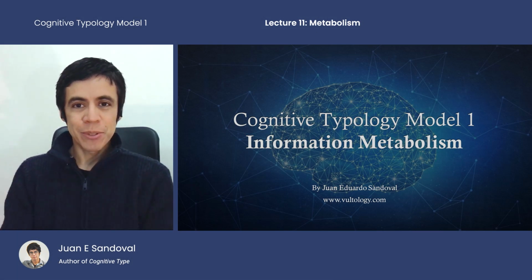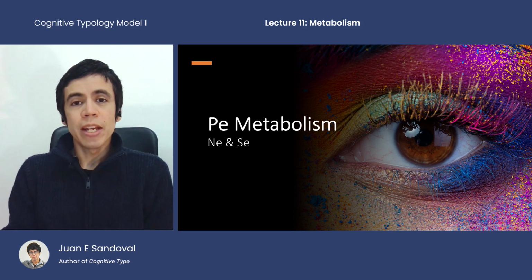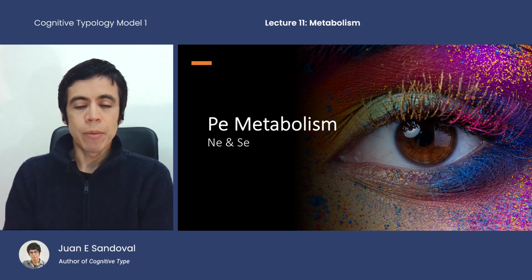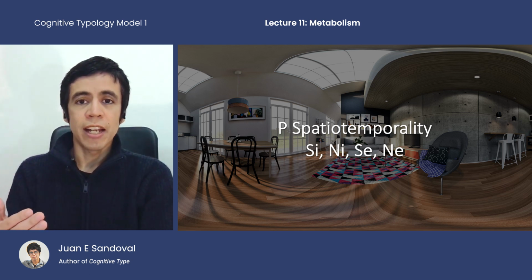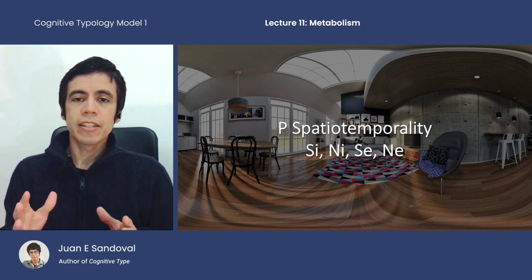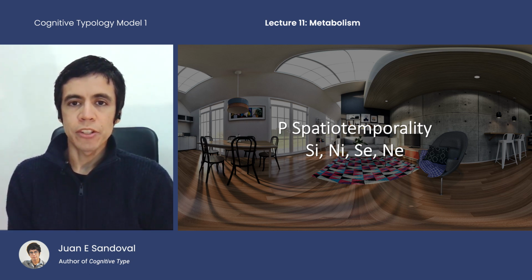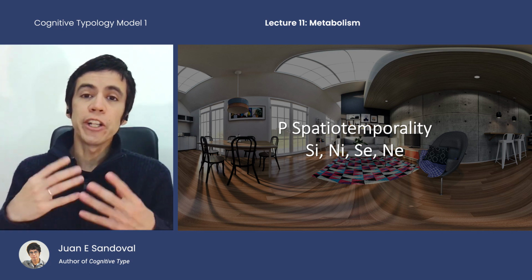So at last we've come to the final video of the metabolism videos and also the last video in this lecture series. So today we're going to talk about PE metabolism and break that down into SE and NE metabolism. These two functions are perception functions just like SI and NI, which we discussed last time, and thus they are also spatial temporal in nature, which means that they handle volumetric data.